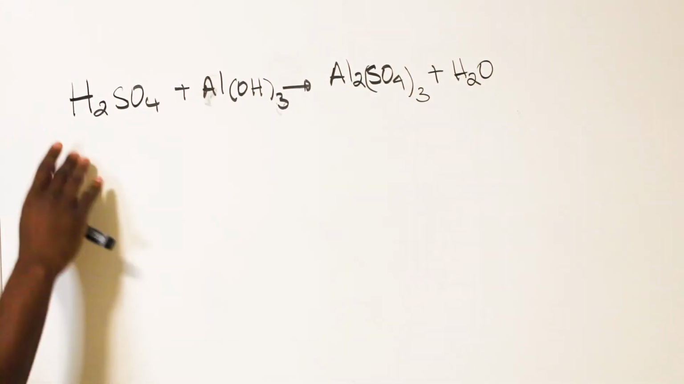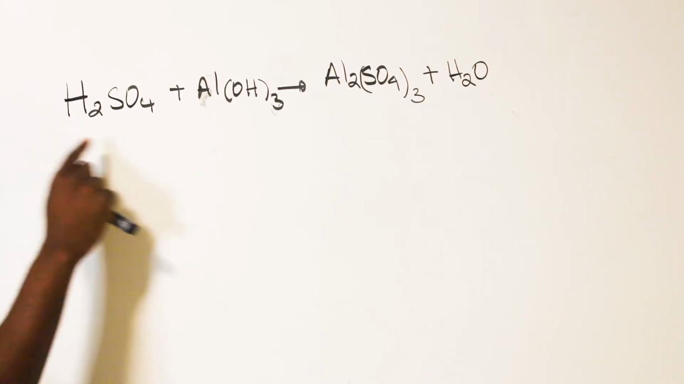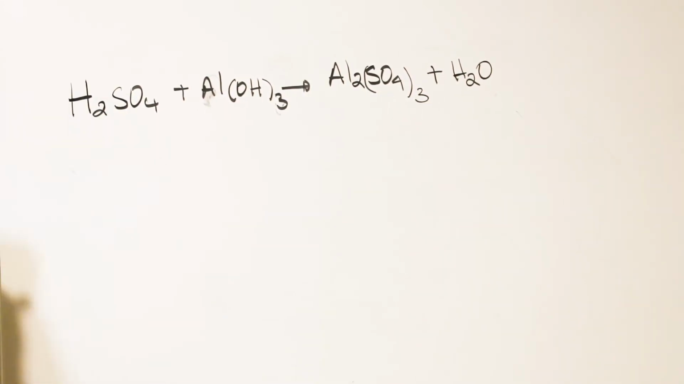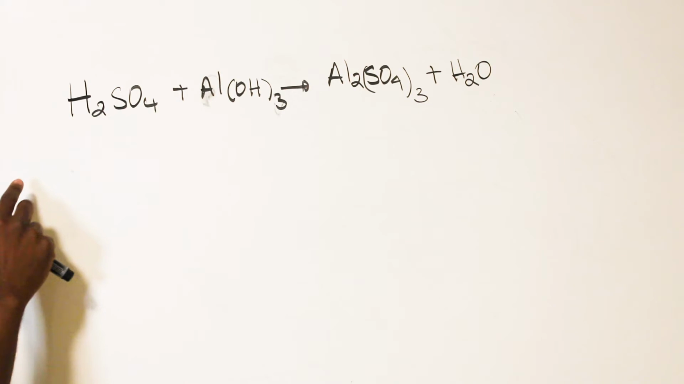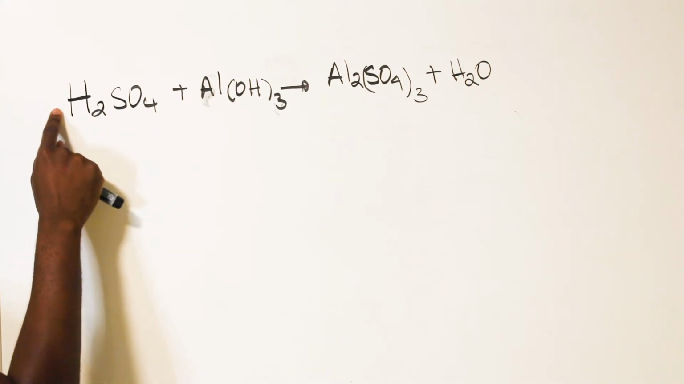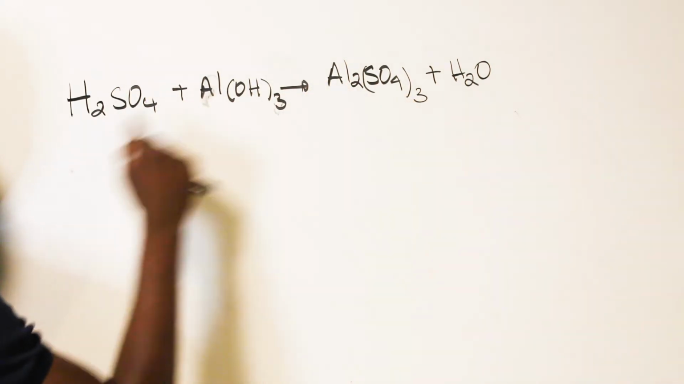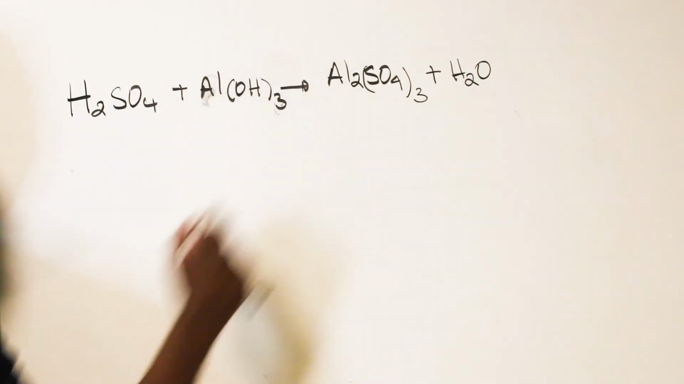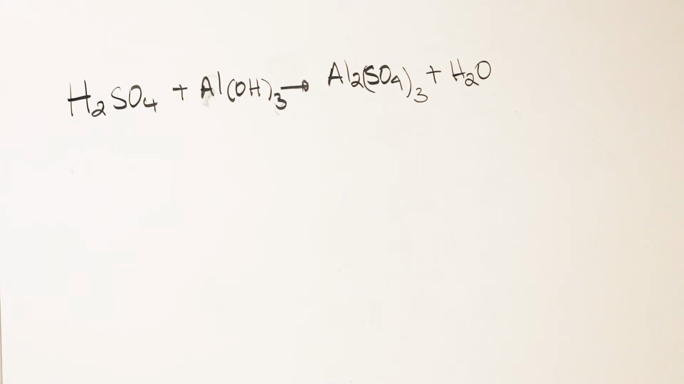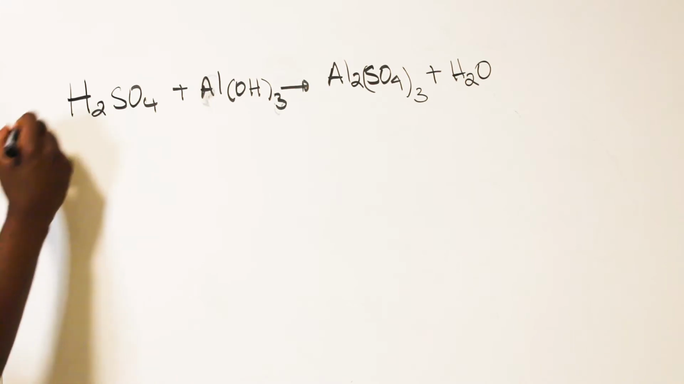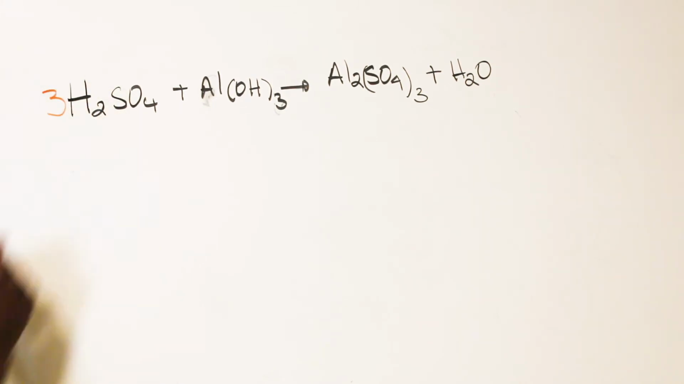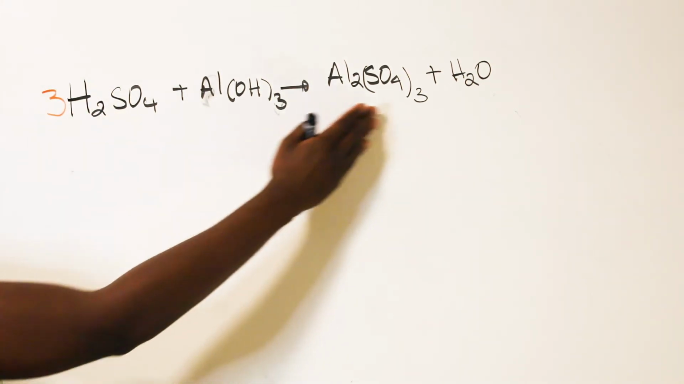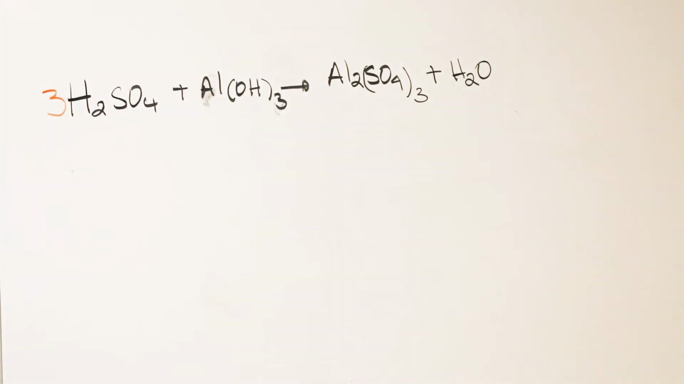Remember, at the beginning of the video I said we cannot add any subscript. We can only add coefficients, which means the number we add is going to go in front of the compound or in front of the elements. So we have three SO4 on this side. I'm going to use another color. We need three SO4 on the other side. So that makes it three SO4, three SO4. It's balanced. So now I can look for something else.